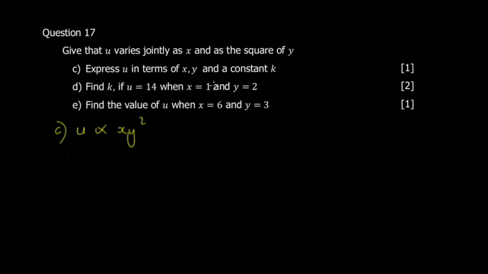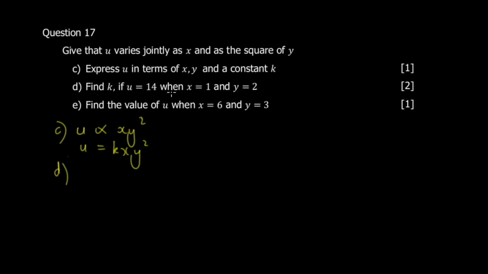Express u in terms of x, y and the constant. When you remove the proportionality sign, you're supposed to introduce a constant like this. Okay, this is done. Then the second part, this structure is very common in your exam, so just take note of it. It can be joint variation, can be partial variation. You should know all the types, but the structure is more or less the same. You first write your expression, you then determine the value of the constant.